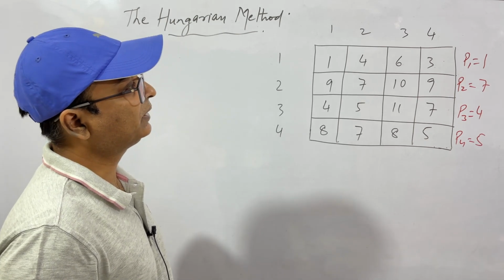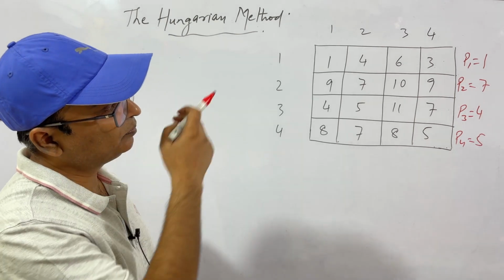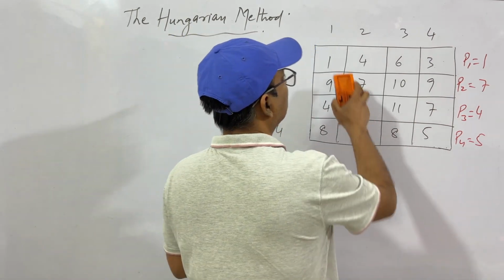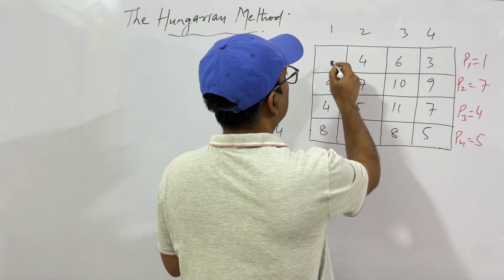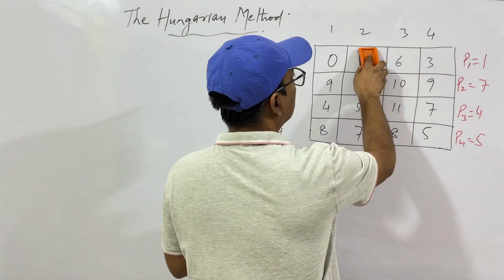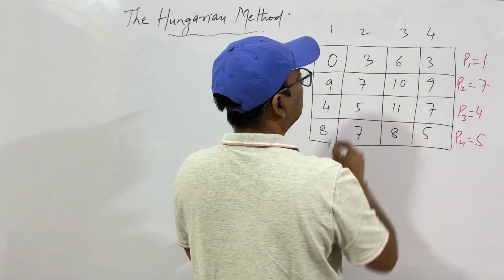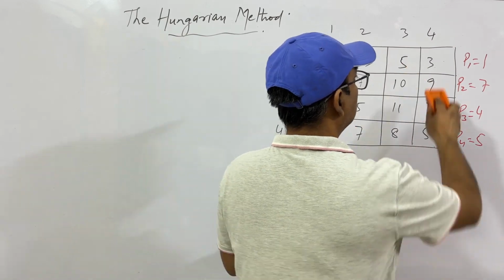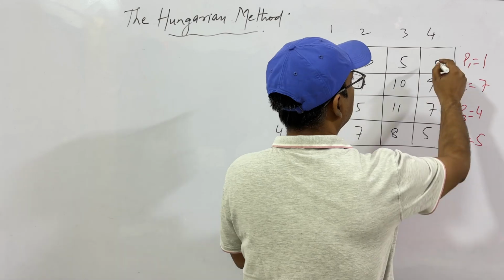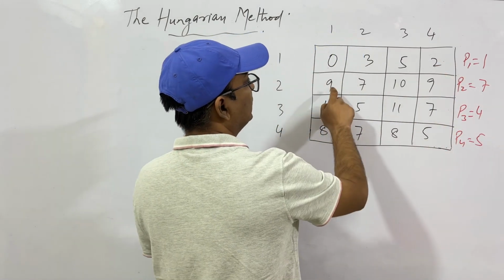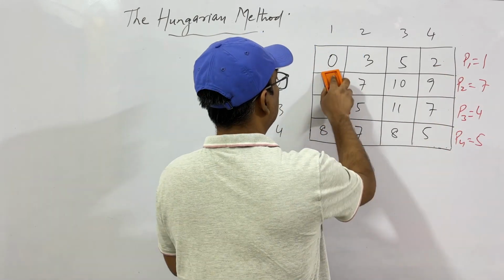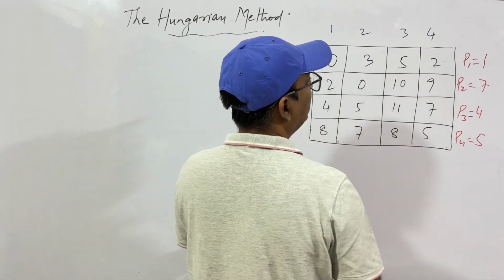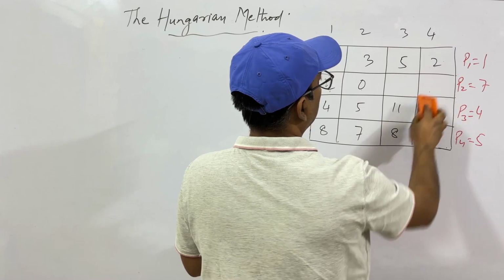What we do? We subtract all the variables of that row by that P. So I'm doing this first step. See, it will be 1 minus 1, so this is 0. This is 4 minus 1, so this is 3. 6 minus 1, so it is 5. 3 minus 1, so it is 2. Then here, for row 2, this will be 2, this will be 0, 2 and 0. This will be 3, this will be 2.